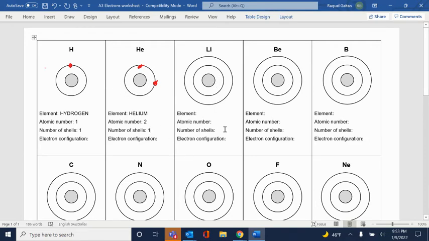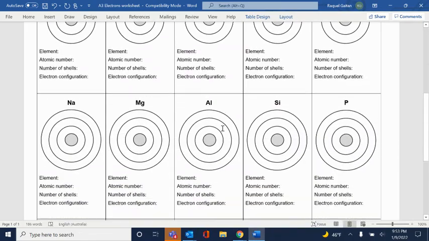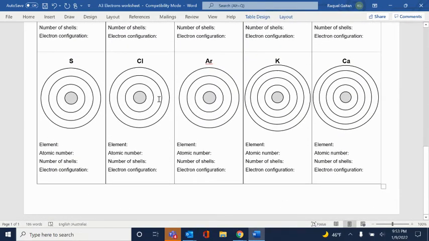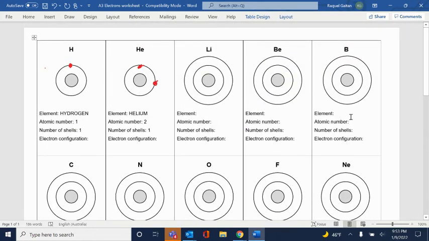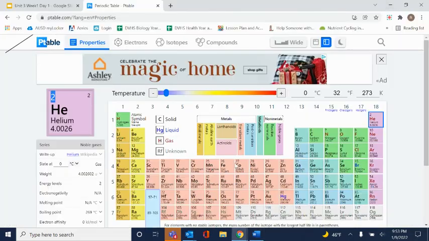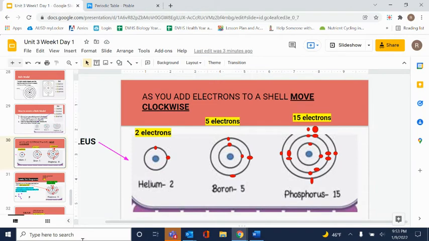So this is how you're going to do your homework. You're just drawing the Bohr model for each of these. It takes a lot of work, especially as you get into the bigger ones. Okay, but you'll be fine. It'll work out.